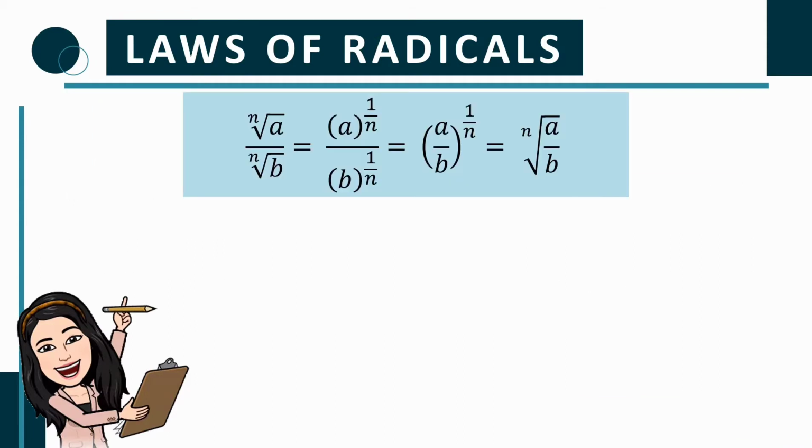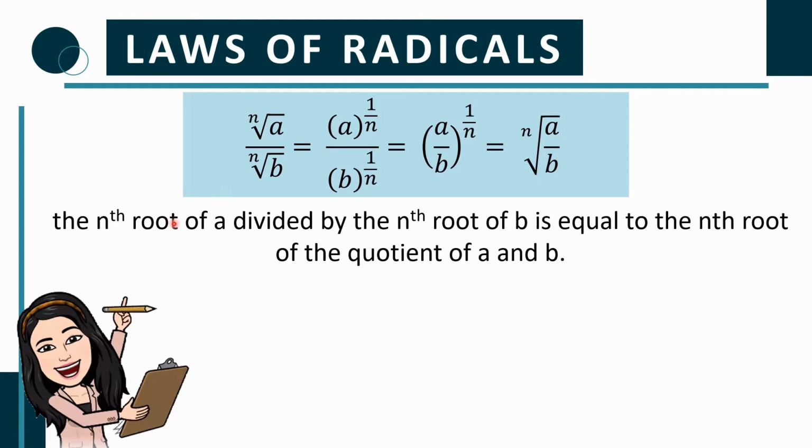The next law states that nth root of a when divided by nth root of b will be equal to a raised to 1 over n over b raised to 1 over n. And that will result to a over b raised to the power of 1 over n, and that is nth root of a over b. Or in short, the nth root of a divided by the nth root of b is equal to the nth root of the quotient of a and b.